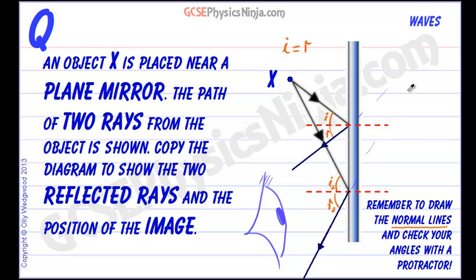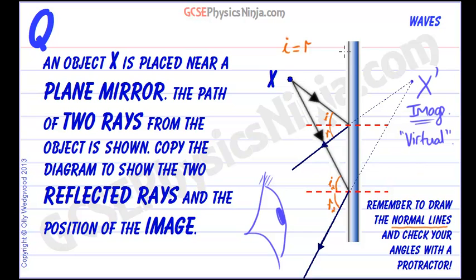So if we just trace those lines back now, here are the dotted lines. The brain thinks that they've come from an object behind the mirror, which we'll call X dash, and that's our image. The image is not really there. We call it virtual.